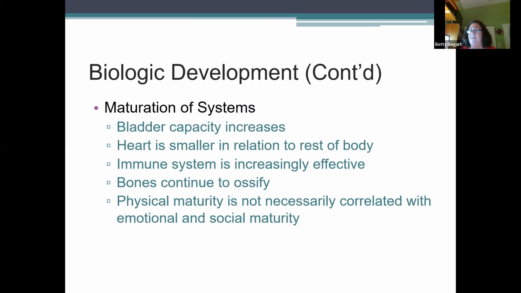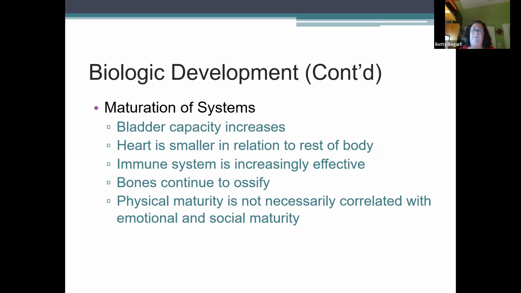The maturation of their system. So you can go on a road trip, and they can hold their urine for a little bit more than an hour than they did when they were younger. Their heart, which filled their chest as an infant, now is smaller. It's getting smaller than the rest of the chest, getting more in relationship to the body. They've gotten most of their immunizations. Their immune system is so much better. They've gotten viruses and bacterial infections, and the body has built up all these immune bodies against it.